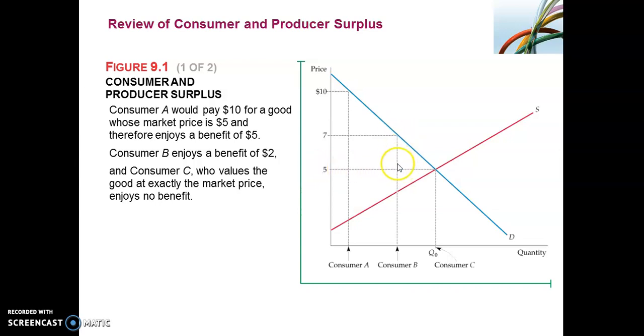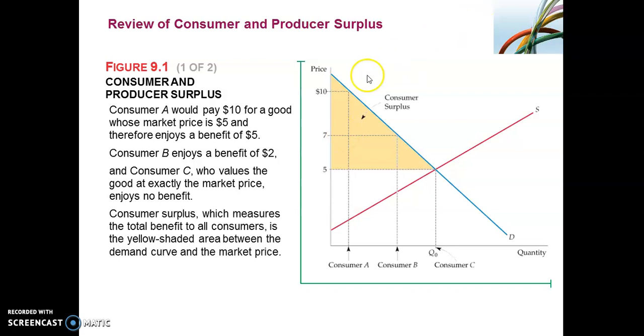So therefore, the difference represents the benefit this consumer derives, and that is the consumer surplus for that consumer. And then lastly, consumer C's willingness to pay would be $5. But at the same time, that is the market price. So consumer C values the good at exactly the market price, and therefore doesn't derive any particular benefit.